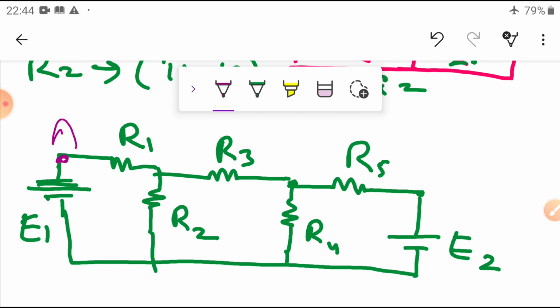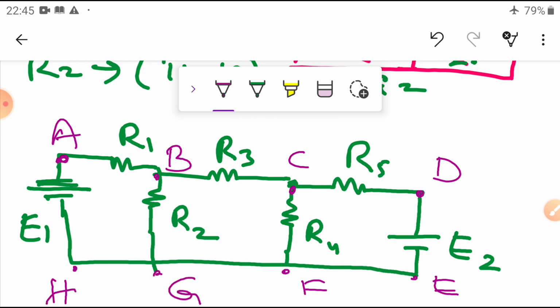terminal A, this is terminal B, terminal C, terminal D, this is E, F, G, H. These are some junction terminals, which represent A, B, C, D, F.